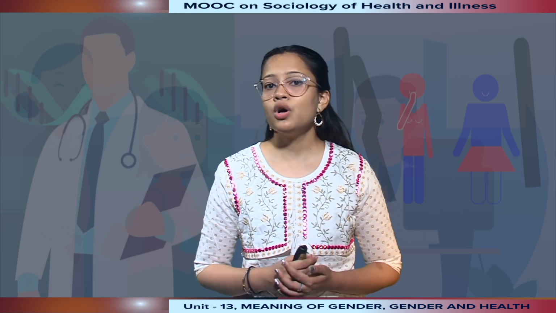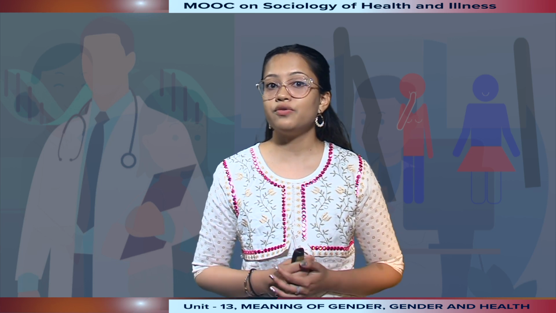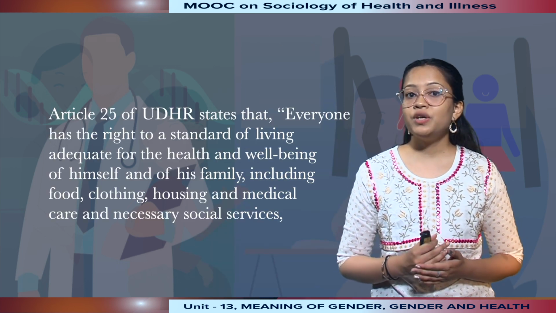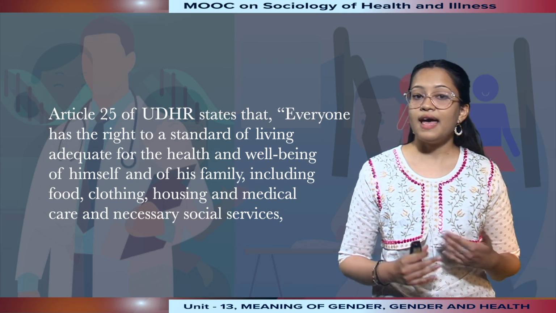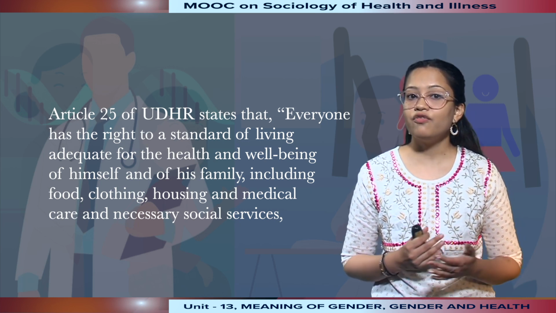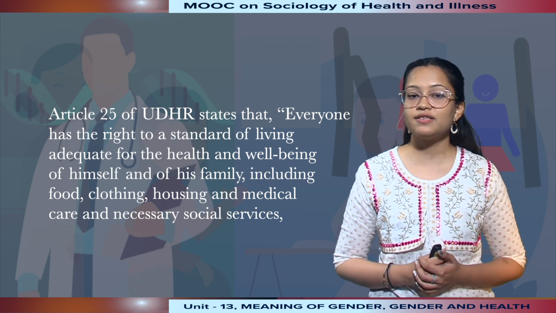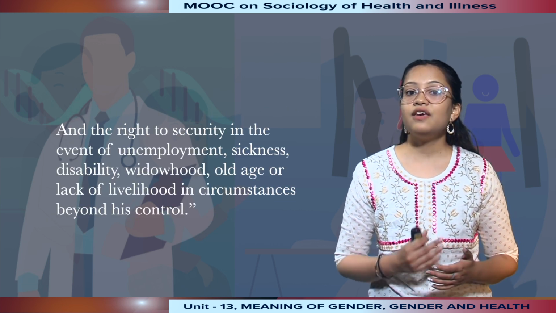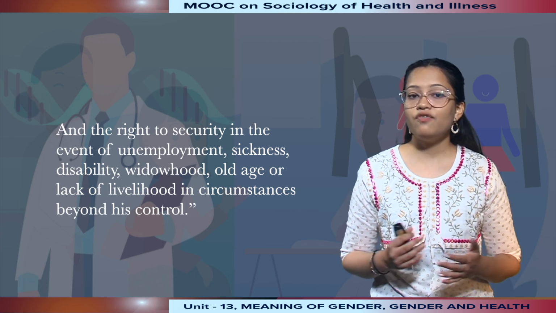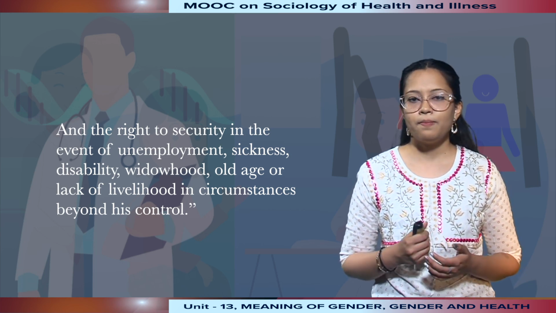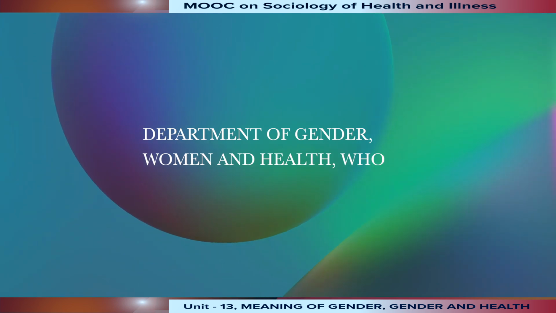Now let us look into two important definitions. The first one is given by the Universal Declaration of Human Rights. Article 25 of the UDHR states that everyone has the right to a standard of living adequate for the health and well-being of himself and of his family, including food, clothing, housing, and medical care and necessary social services, and a right to security in the event of unemployment, sickness, disability, widowhood, old age, or other lack of livelihood in circumstances beyond his control. The second definition is given by the Department of Gender, Women and Health, World Health Organization.